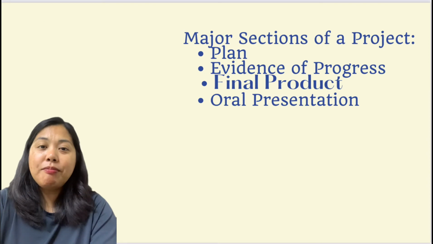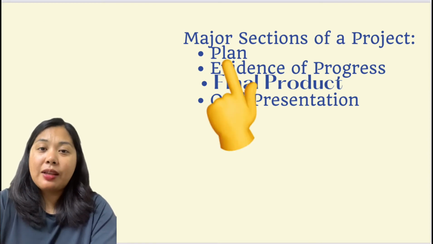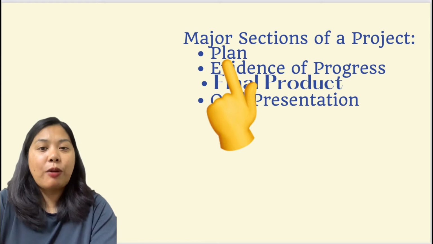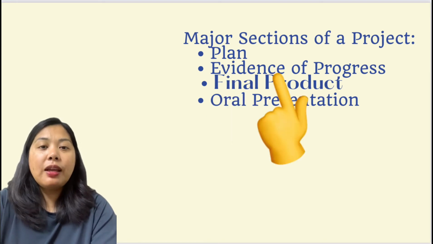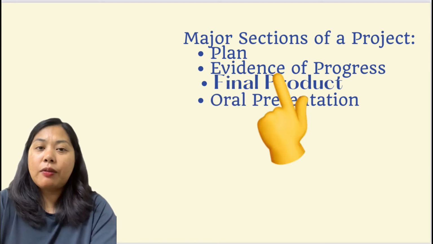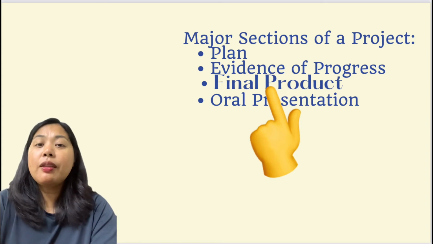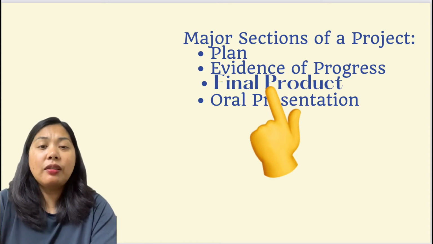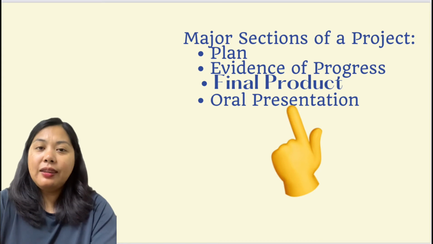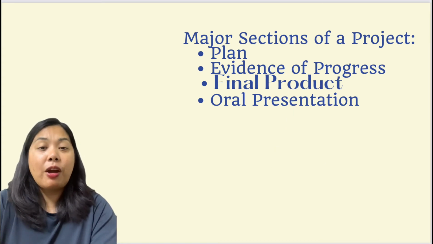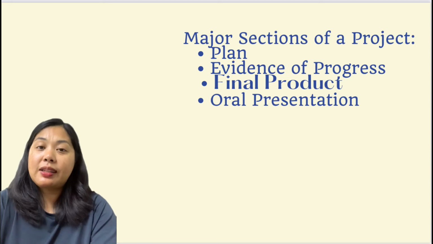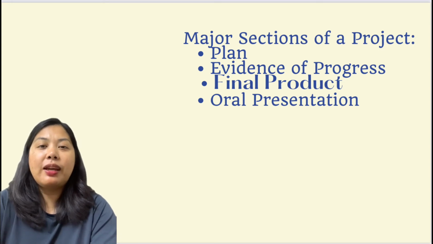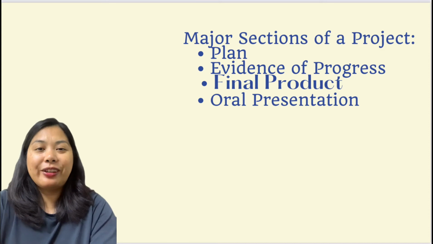There are 4 major sections of a project. The plan, which details the process that helps the students design the project. The evidence of progress towards developing the final product. The final product, which is the result of students' work. And the oral presentation, in which the student describes the project, explains what skills were applied, and evaluates his or her work.